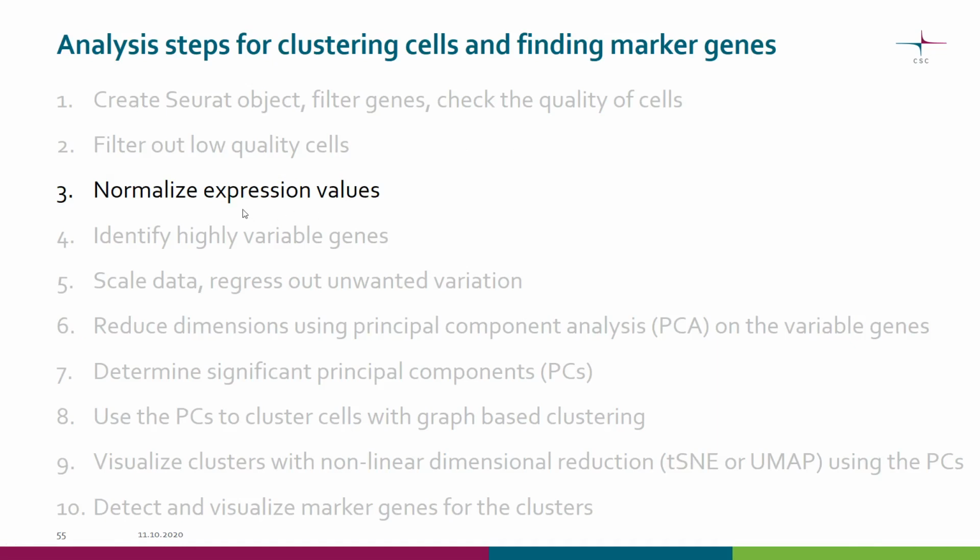In this video, we discuss how to normalize gene expression values for single-cell RNA-seq data. So our ultimate goal is to cluster cells and find marker genes for the clusters. So far, we have checked the quality of cells and filtered out bad ones. So before proceeding to identify highly variable genes, we need to normalize gene expression values.